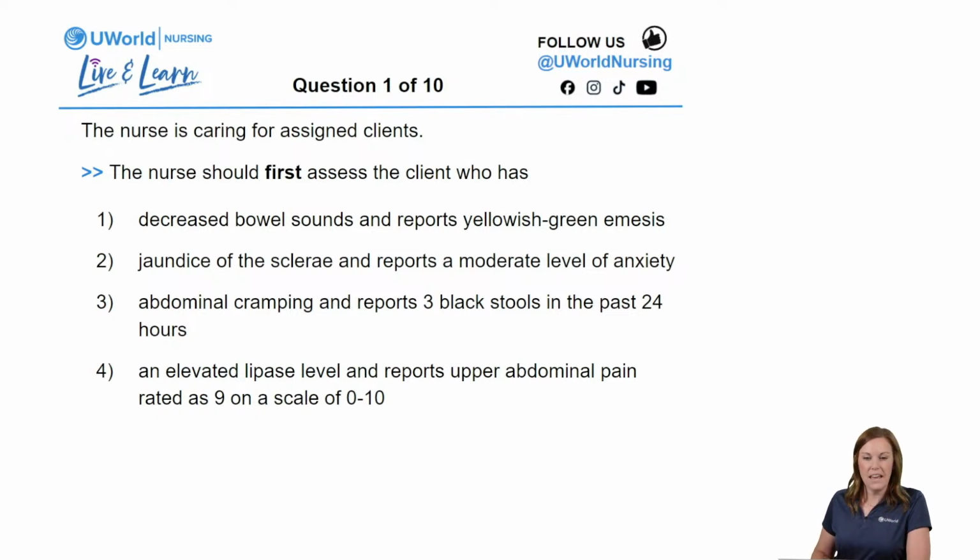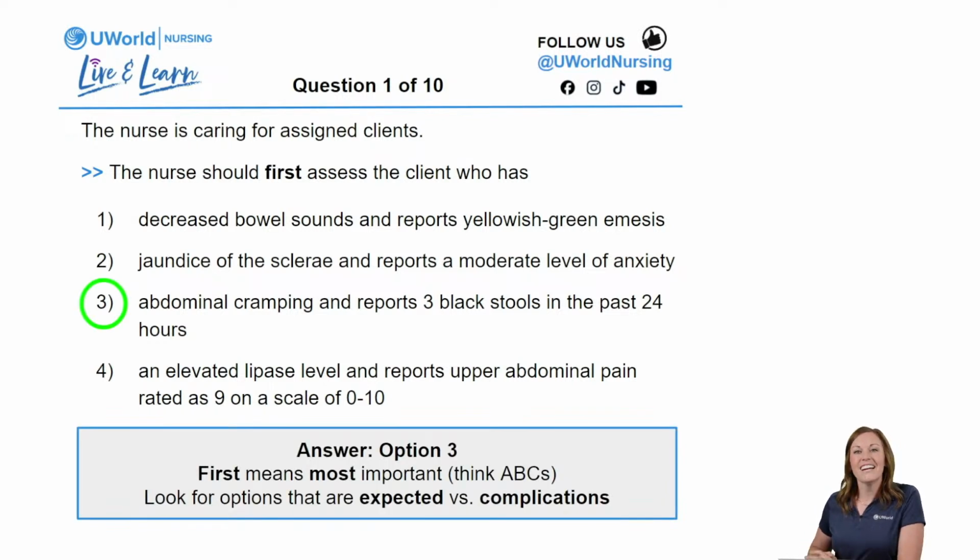All right, let me pull up the answer. The correct answer is option 3. This question is a priority question. We've done several of these, but when you see that word first and you see it bolded, it's bolded for a reason. So think about most important, think about your ABCs. This is going to be a C, circulation. This client has a GI bleed, so we're worried about hemorrhage, hypovolemia, things like that. And then look for what's expected versus what might be a complication.